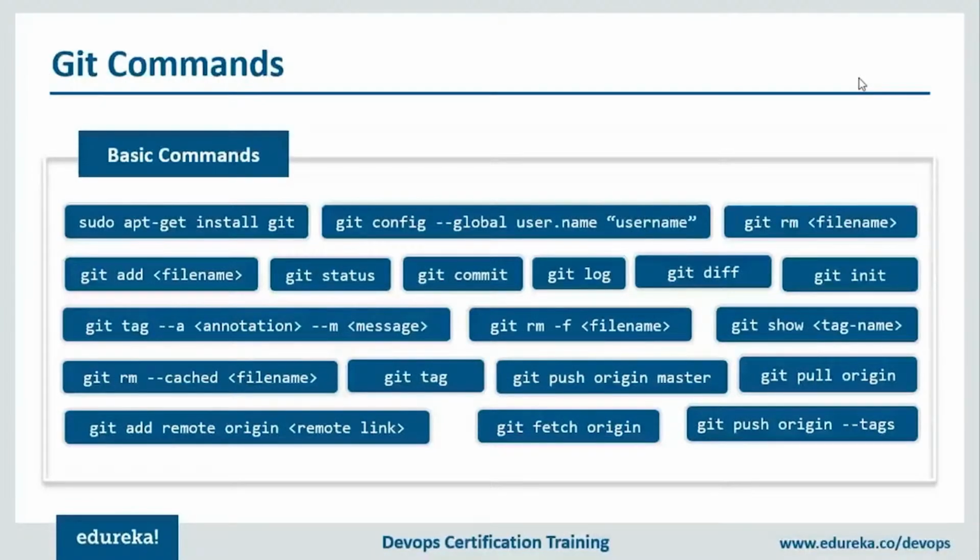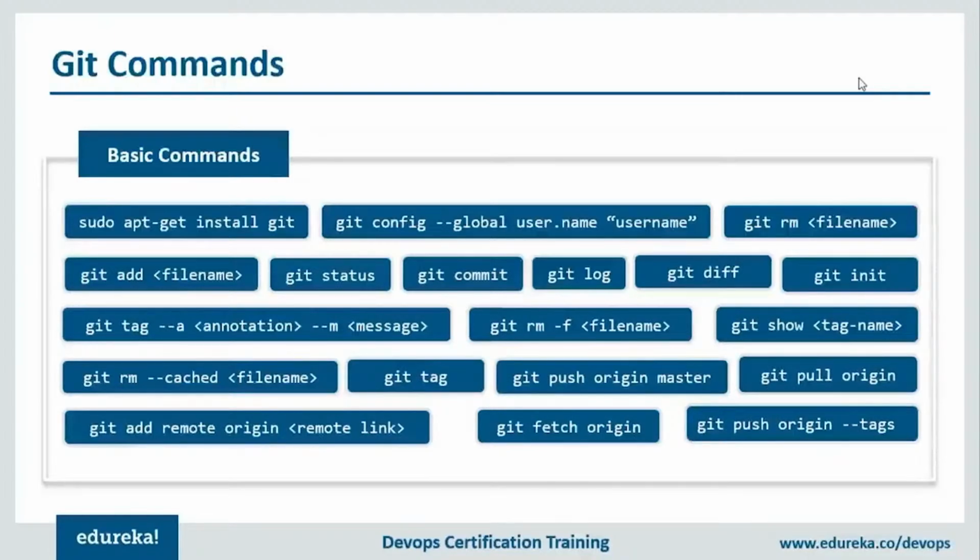The sudo apt-get install git command is basically used to install Git. Then you can configure your username and email for the GitHub account. Then git rm file name is to remove a file. Git add file name is to add a file. Git status is, as I mentioned before, to find out how many commits are done and if there are any commits left. Git commit is to commit with a message. Git log is to know how many commits are done.